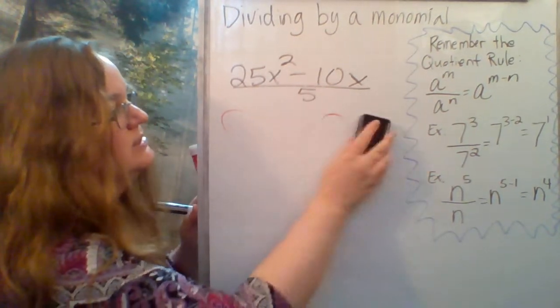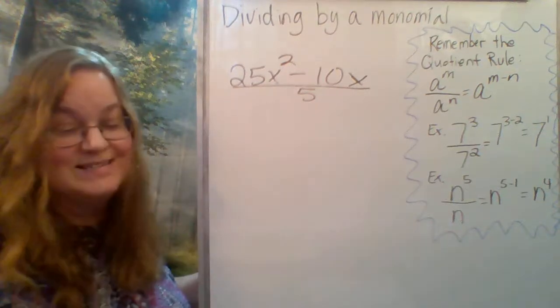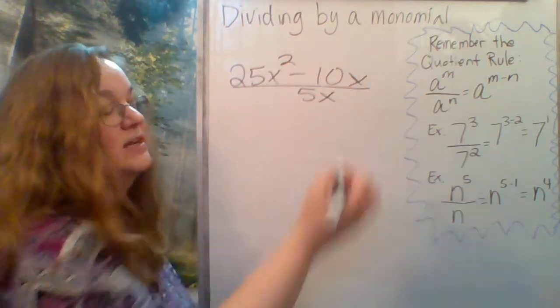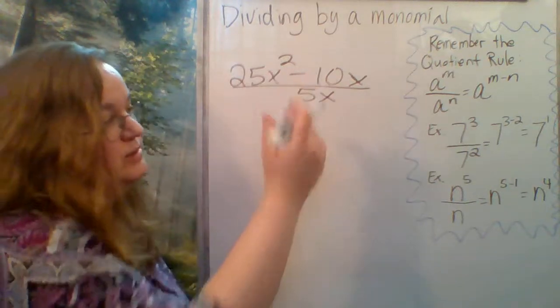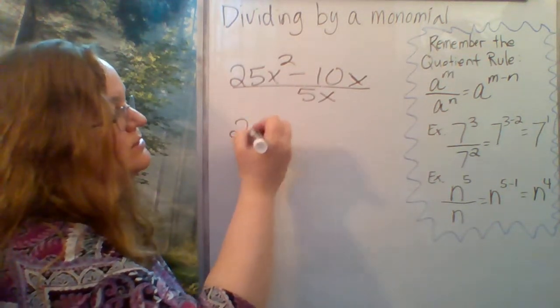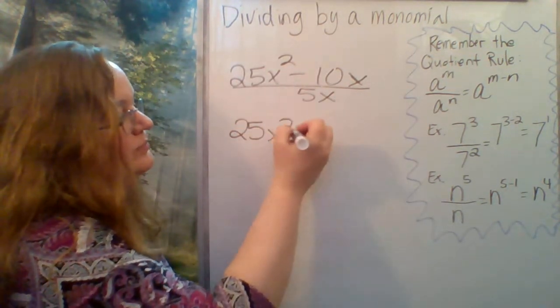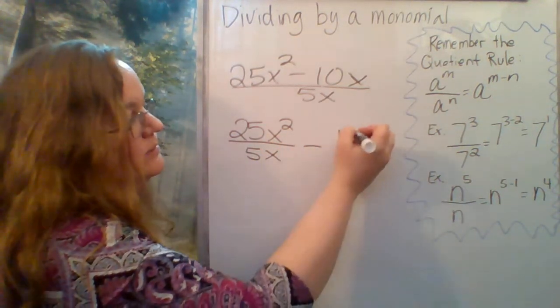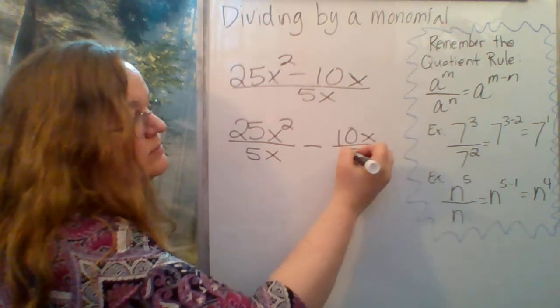All right, well, let's look at what this would look like instead if I did the same problem, but this time I had 5x in the denominator, so what I'm dividing by. All right, so again, the first thing I'm going to do is break it up by terms.